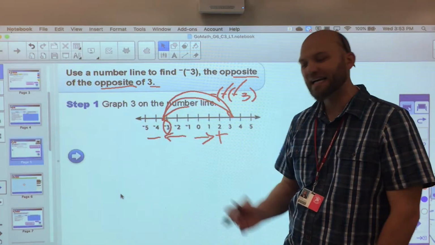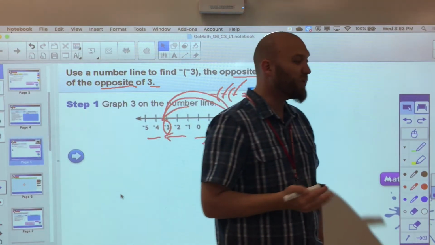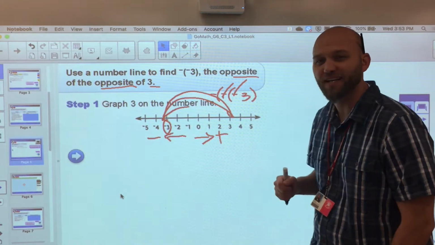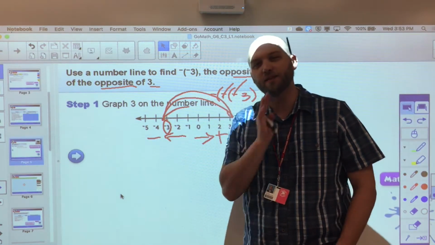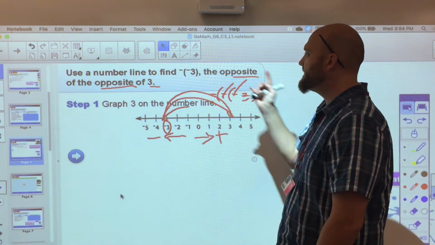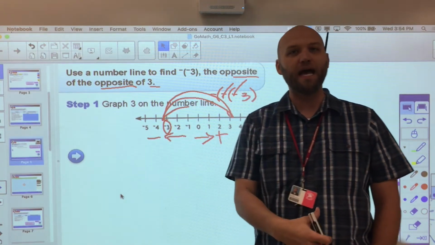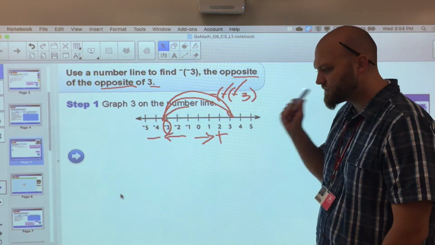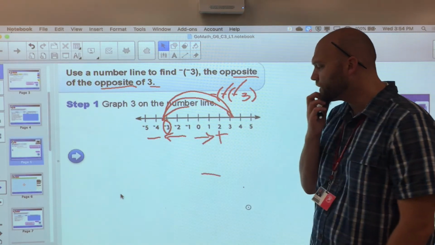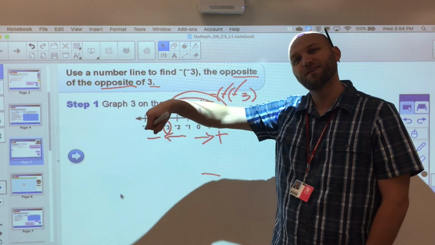Again, this is not something people are going to come up to you and talk about, like, well, how much is this item? Well, it's the opposite of $15. It's not going to happen. But later, as we apply this knowledge of integers and their opposites, this will come in handy when we're dealing with things like a negative x, or something along those lines. So let's just focus right now on using our number line to figure out the opposites.